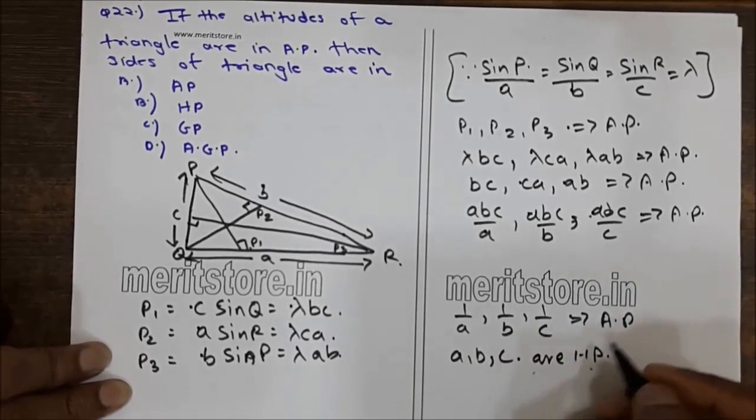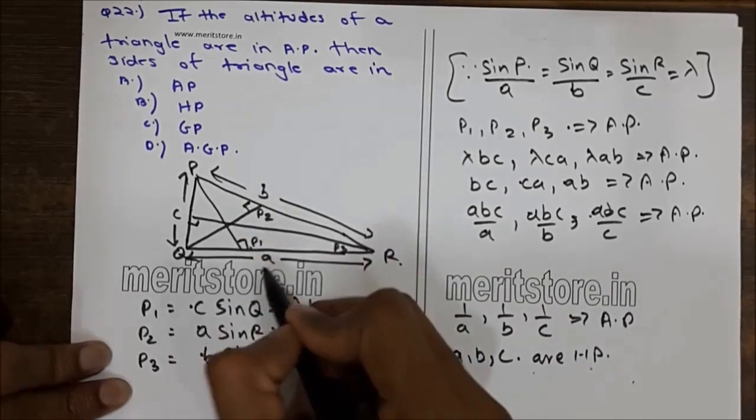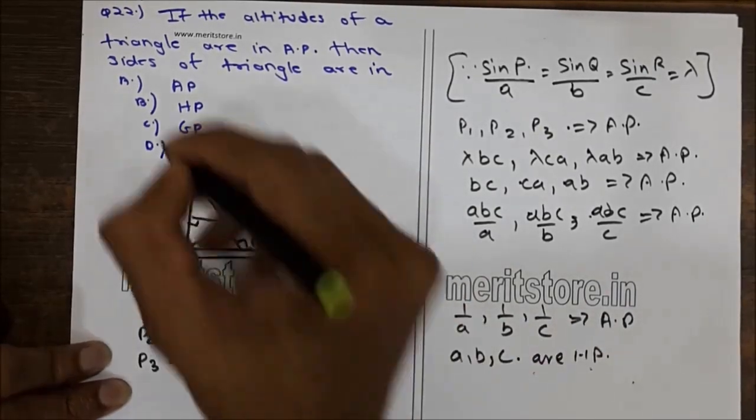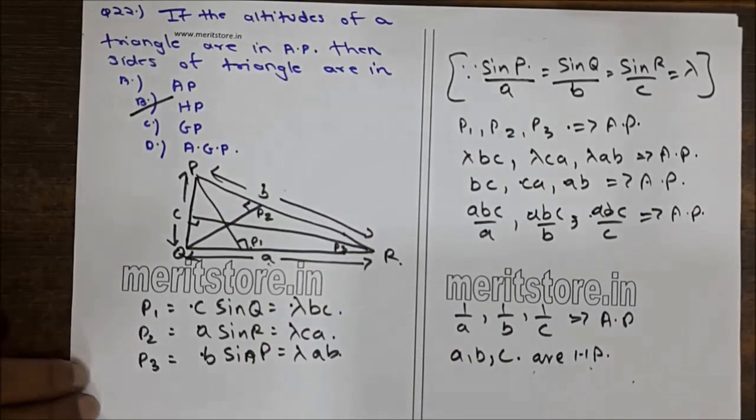That is, the sides of the triangle are also in HP. That is A, B and C are in HP. That is our option B. Therefore option B is the correct answer.